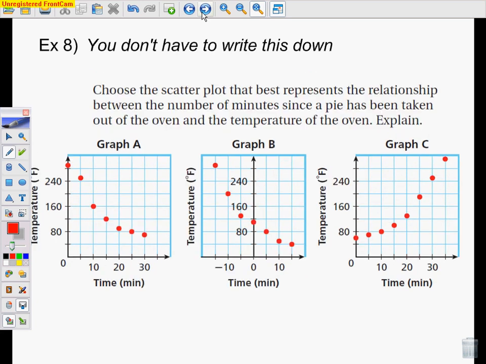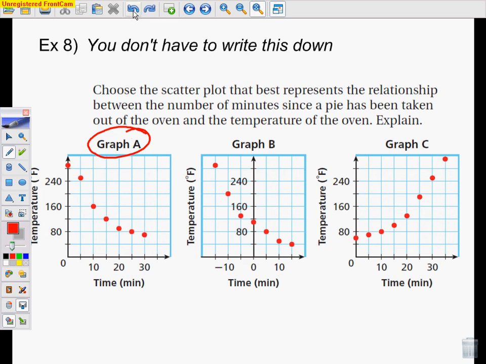All right. Next one. Choose a scatter plot that best represents the relationship between the number of minutes since a pie has been taken out of the oven and the temperature of the oven. Explain. So go ahead and take a moment. Pause the video. Discuss your answer. All right. Here, the answer is graph A. When you take the pie out of the oven, then you turn the oven off, and then the temperature in the oven should be decreasing. Okay, so that's what we're doing there.